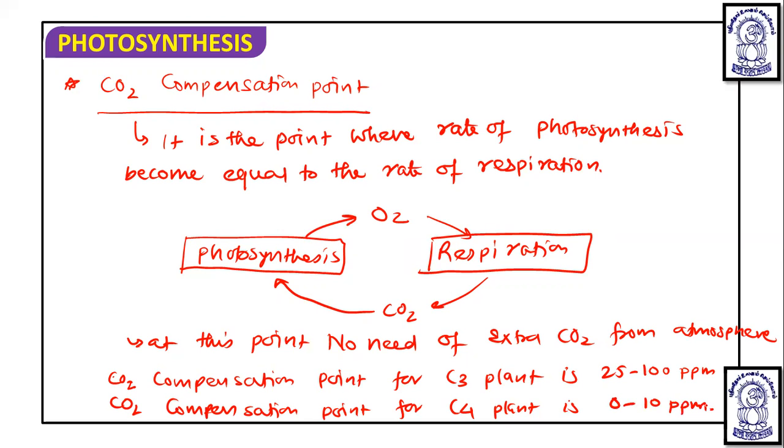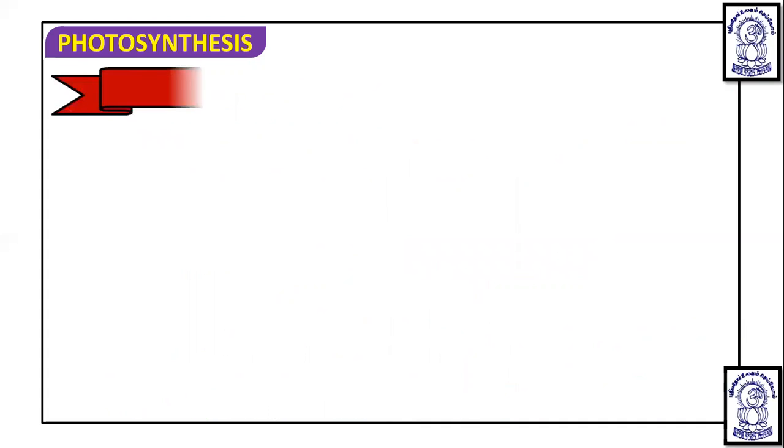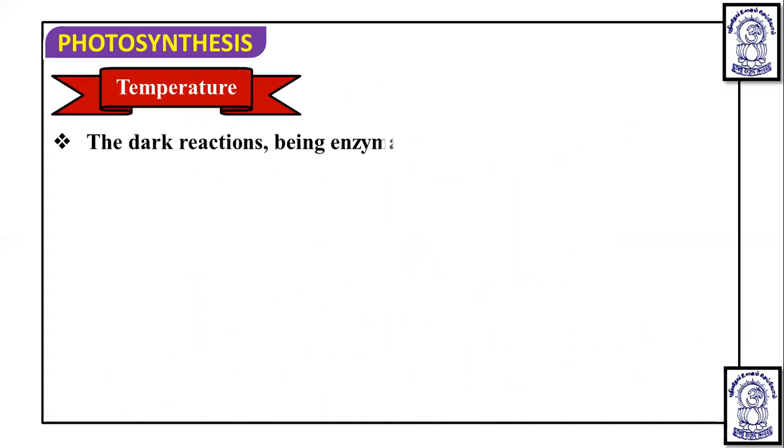Okay, so this is where you will see this particular compensation point, and this is CO2, which is the major limiting factor, the second factor. Now, after this, the next factor which we are going to discuss is temperature. The dark reaction is considered as temperature controlled, as enzymes are involved, because enzymes can be controlled by changing or getting variation in the temperature.